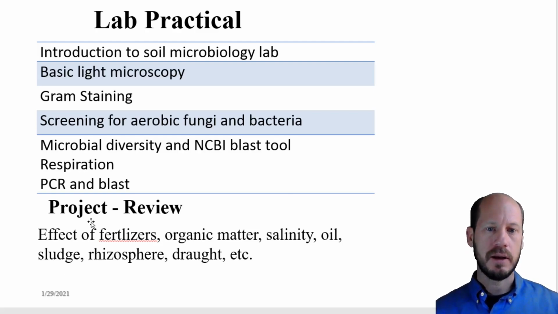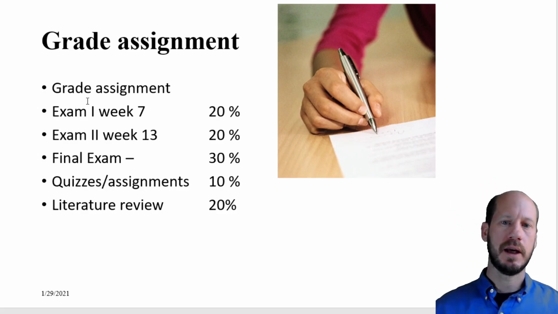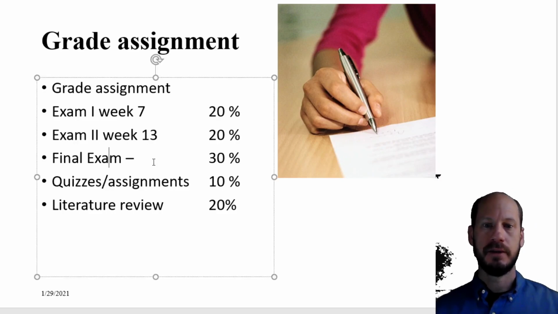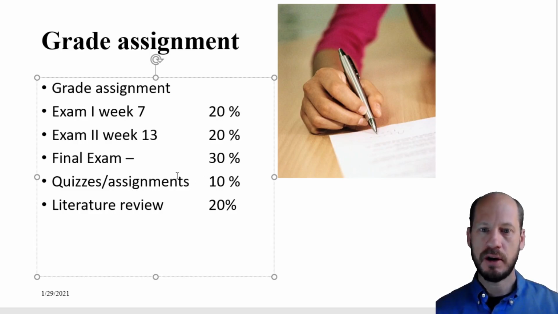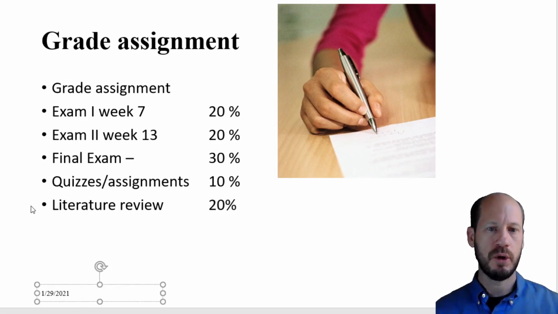And the last thing that you are probably very interested in is how the marking will be. Exam 1 will be 20%. Exam 2 in week 13 will be 20%. The final exam will be 30%. All the quizzes and assignments will be not a very big amount of the marks, only 10%. And the literature review groups will be 20%. This is supposed to help you to increase your marks. So all of this adds up to 100%. The final exam will be only 30%, reduced from the normal 40.